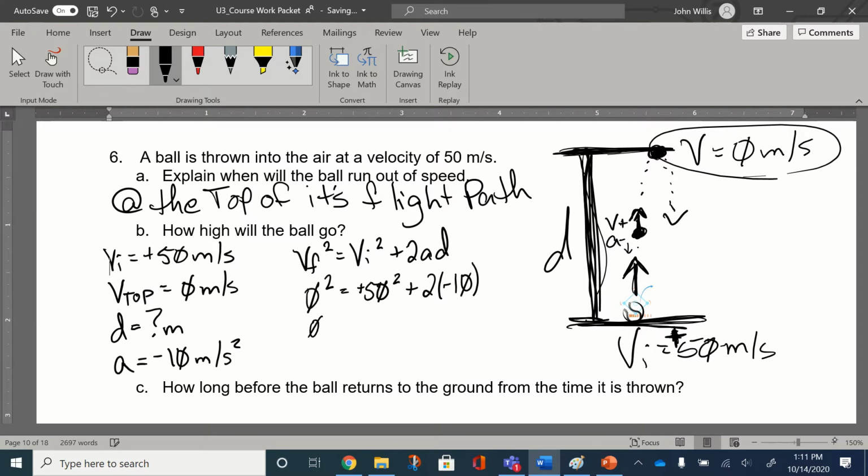So I'm going to take a step further. 0 is going to be equal to 2,500. That's what 50 squared is going to work out to be, plus a negative 20. Sorry, I forgot to write down that we're multiplying all of that by our distance.